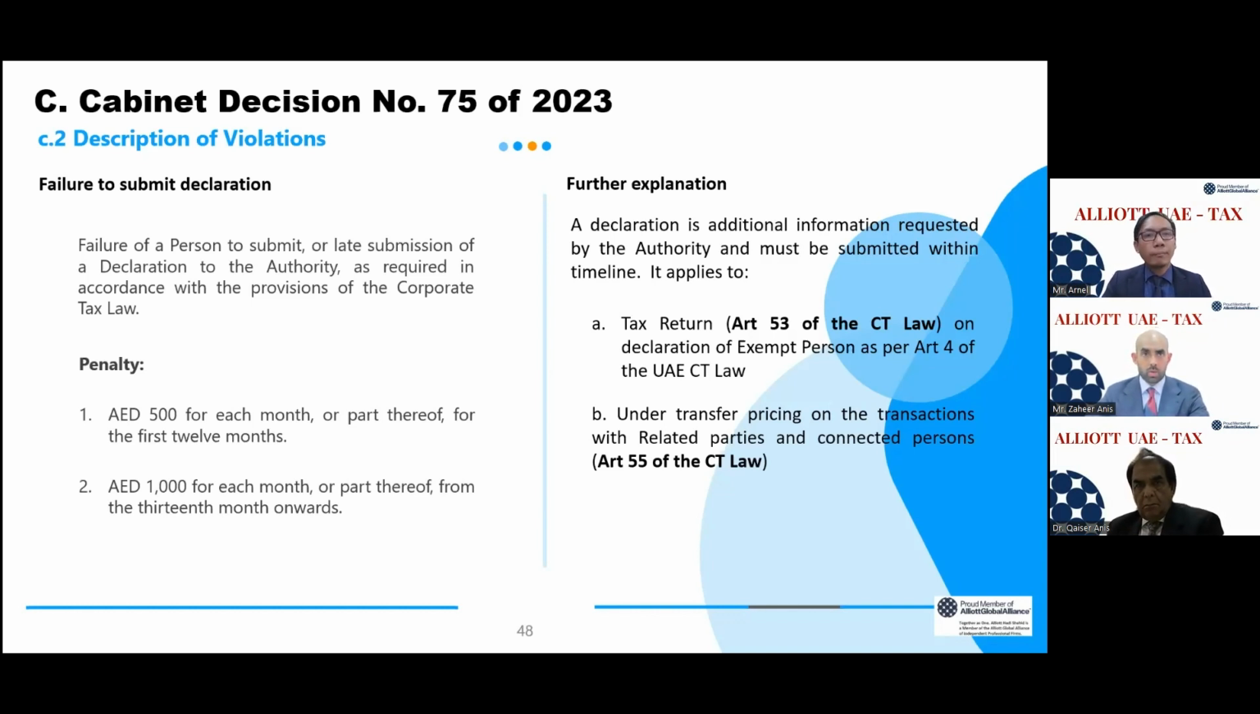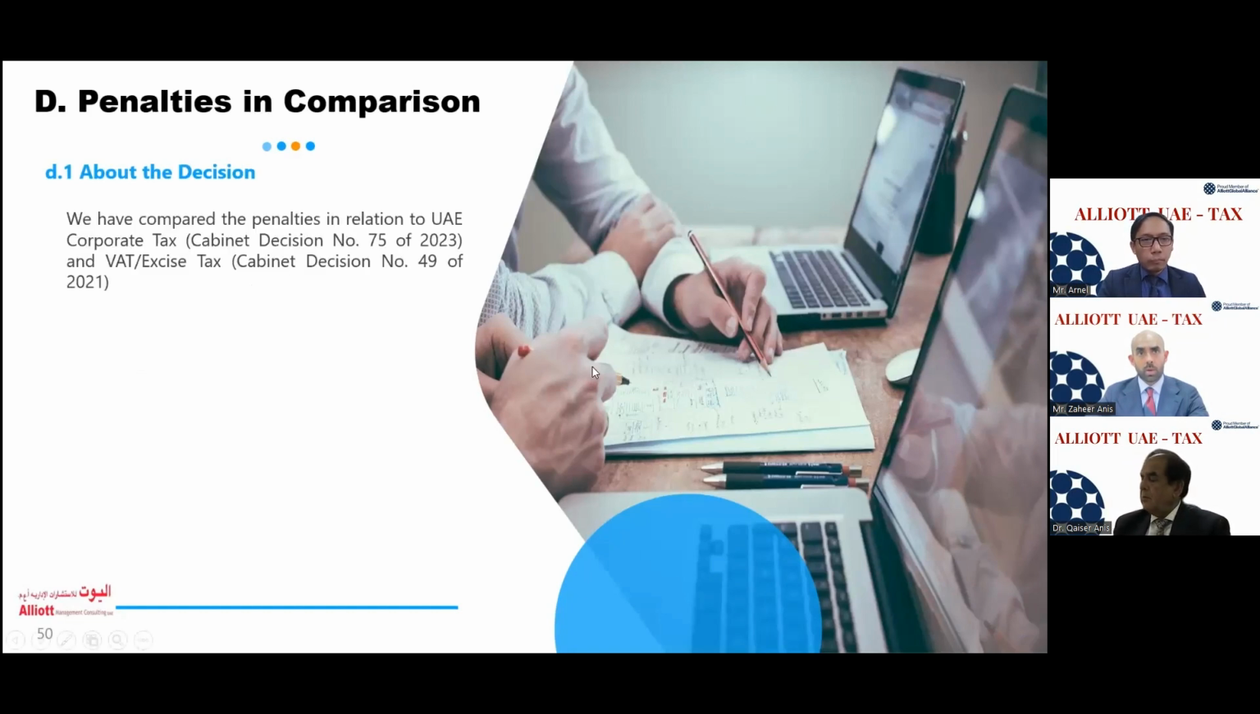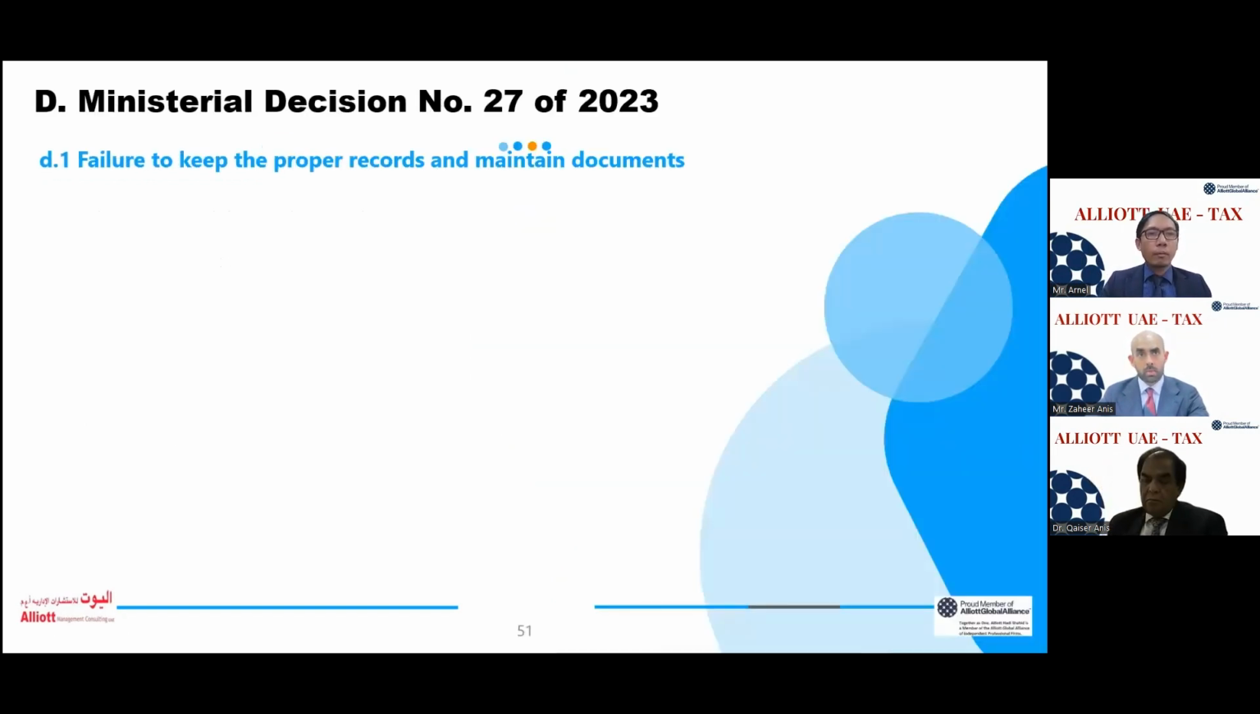Now we're going to get into the comparison of the corporate tax penalties with the VAT penalties. So just quickly going to go through them. We are comparing the penalties in relation to Cabinet Decision number 75 with Cabinet Decision number 49. And the summary goes as follows.